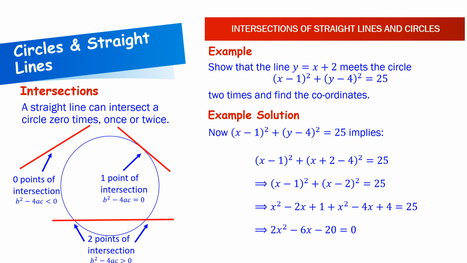Then tidying up gives us 2x squared minus 6x minus 20 equals 0, as shown. Finally, dividing by 2 gives x squared minus 3x minus 10 equals 0.